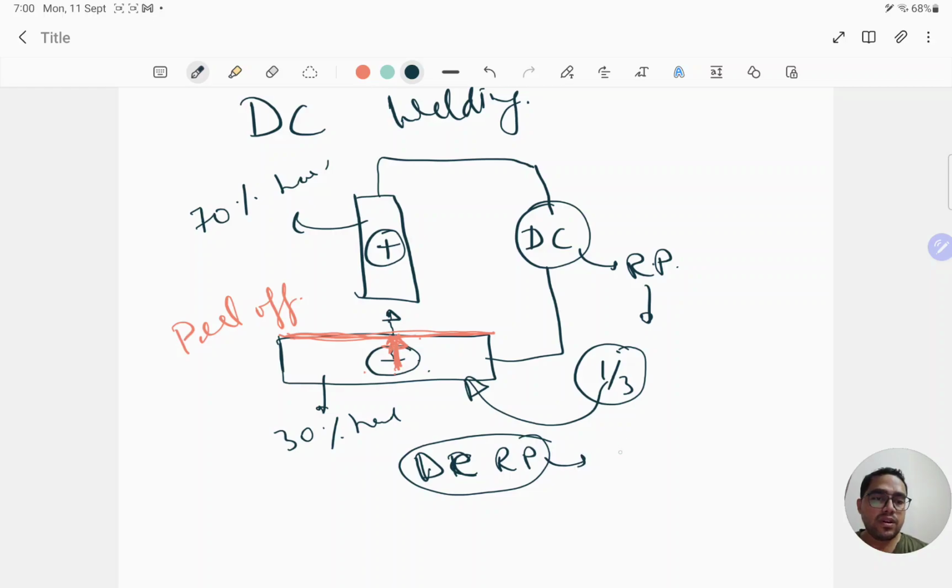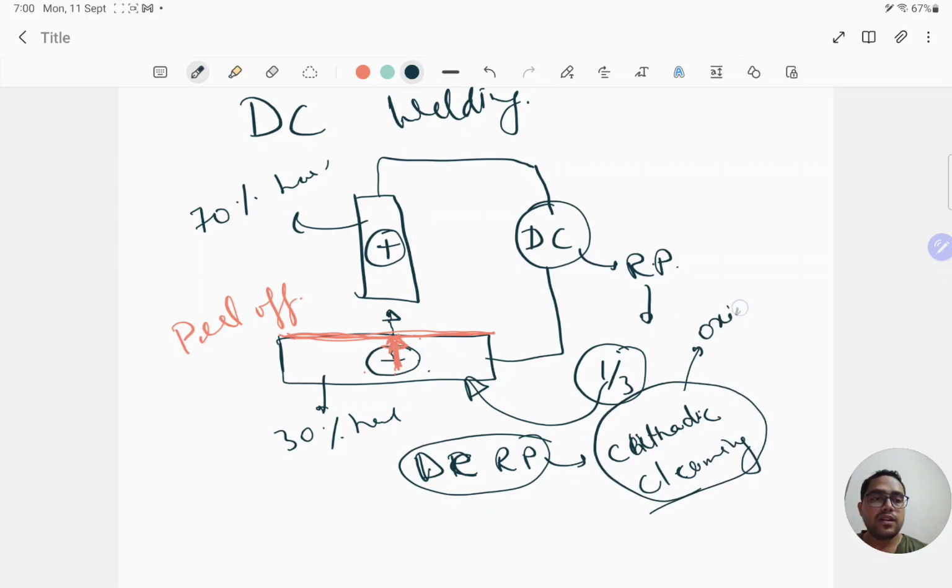This is also known as cathodic cleaning, the oxide cleaning, another name. Thank you.